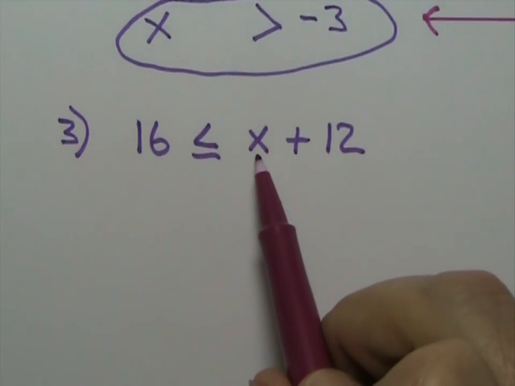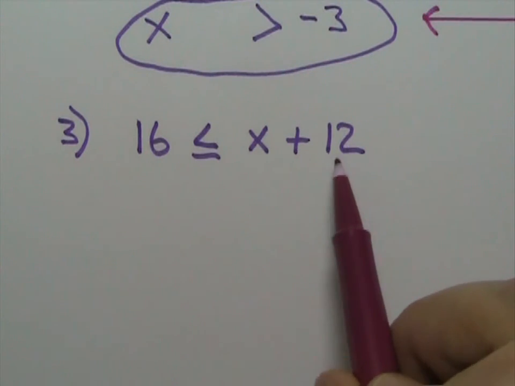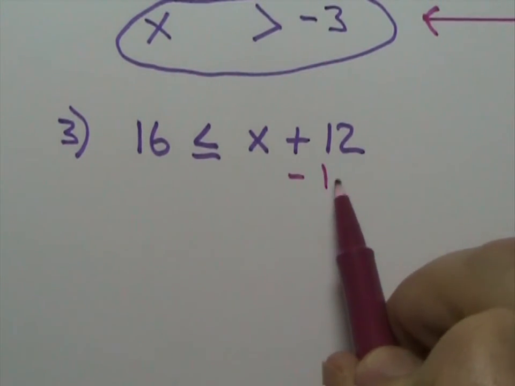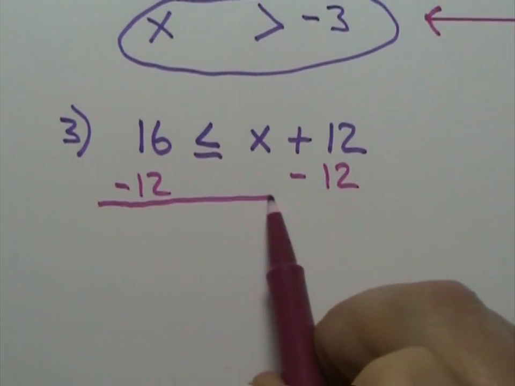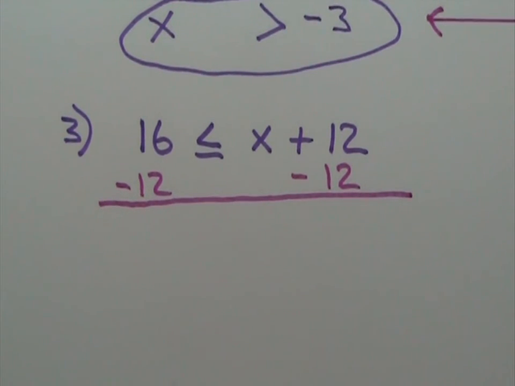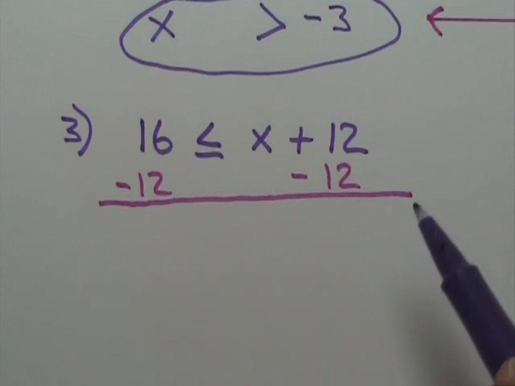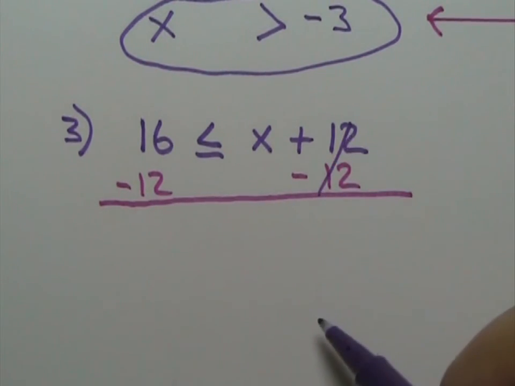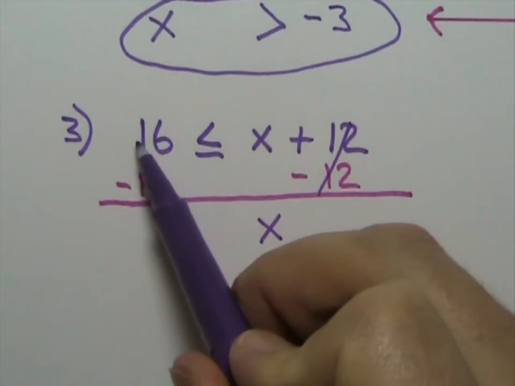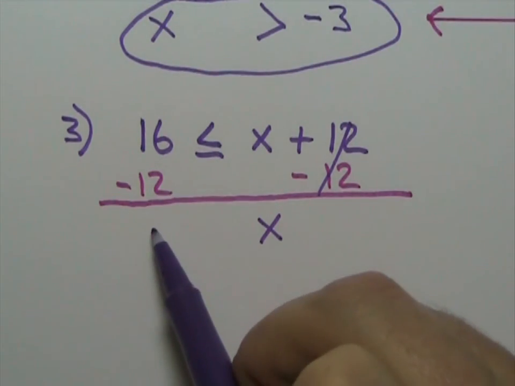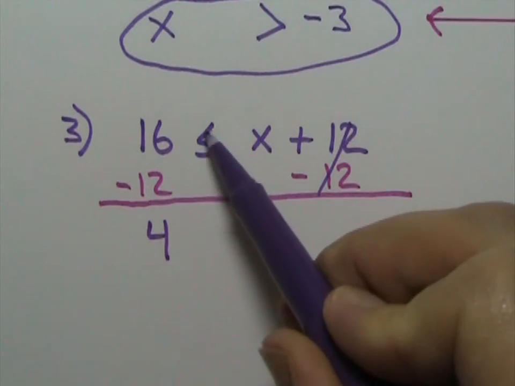Okay, we want x by itself, so we need to get rid of plus 12. To get rid of plus 12, I subtract 12. You have to do it to both sides, though. You have to be fair about it. So if I do that, that makes 0. Bring down the x. And then 16 minus 12 is 4. Bring down the symbol.